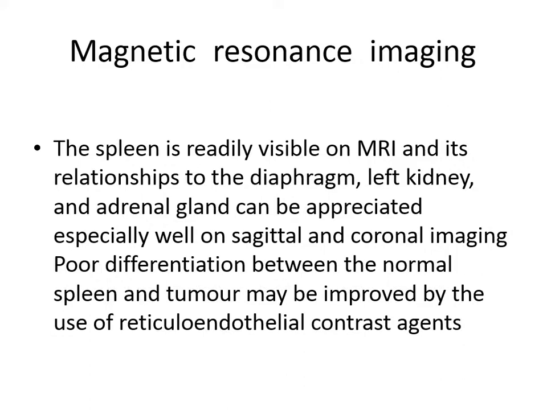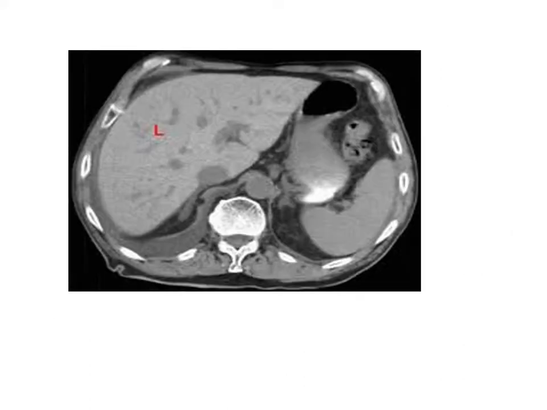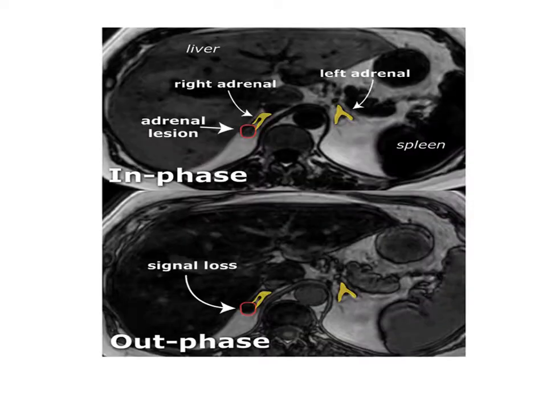MRI of the spleen. The spleen is readily visible on MRI, and its relationship to the diaphragm, left kidney, and adrenal gland can be appreciated, especially on sagittal and coronal imaging. Poor differentiation between the normal spleen and tumor may be improved by the use of reticuloendothelial contrast agents. This is a CT scan without contrast. And this is an MRI, in phase and out of phase images.